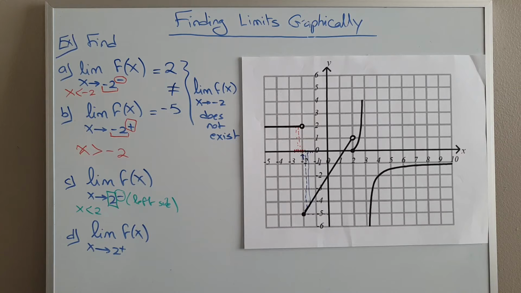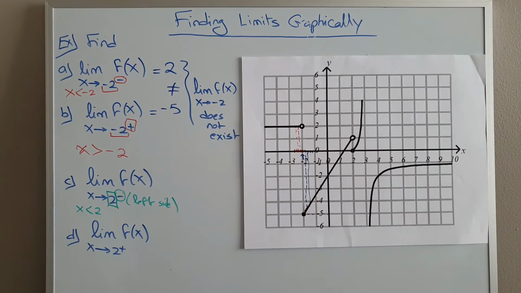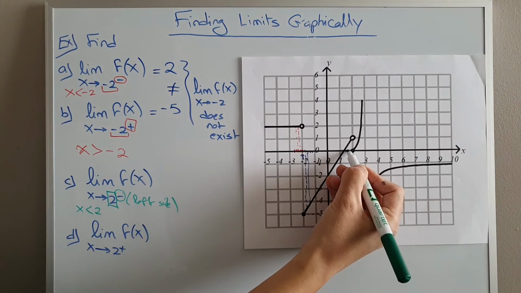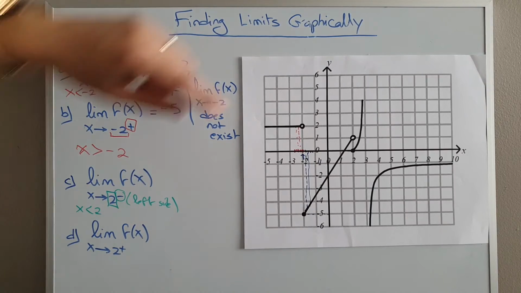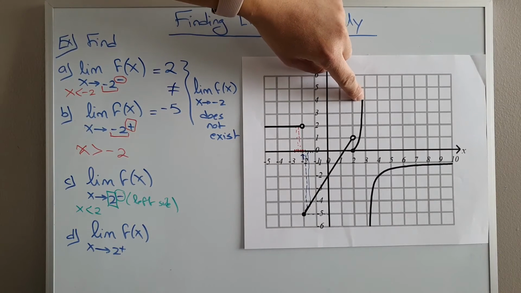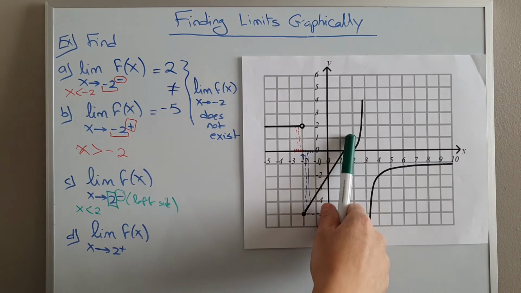So first I will locate 2 on my graph, x equals 2. This is x equals 2. I will take points that are less than 2. So notice the graph after 2, if I'm taking values bigger than 2, it's this graph. I'm not interested in this. I'm taking values less than 2. Less than 2 is this graph.